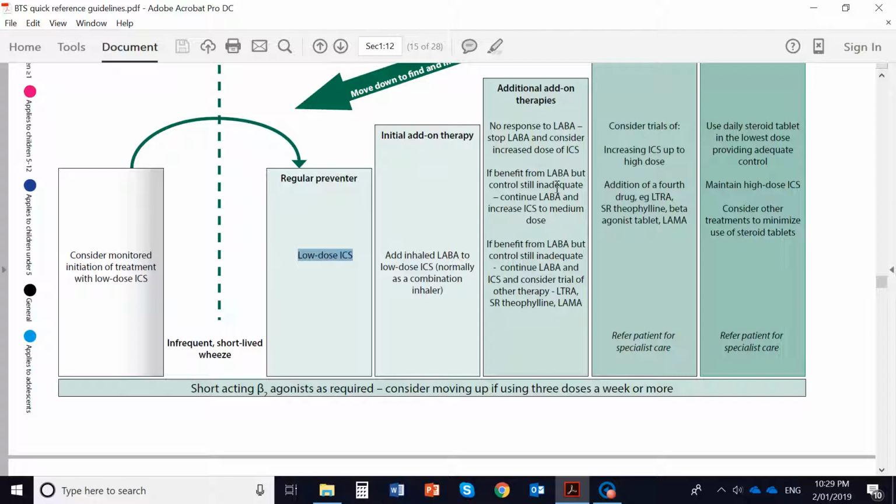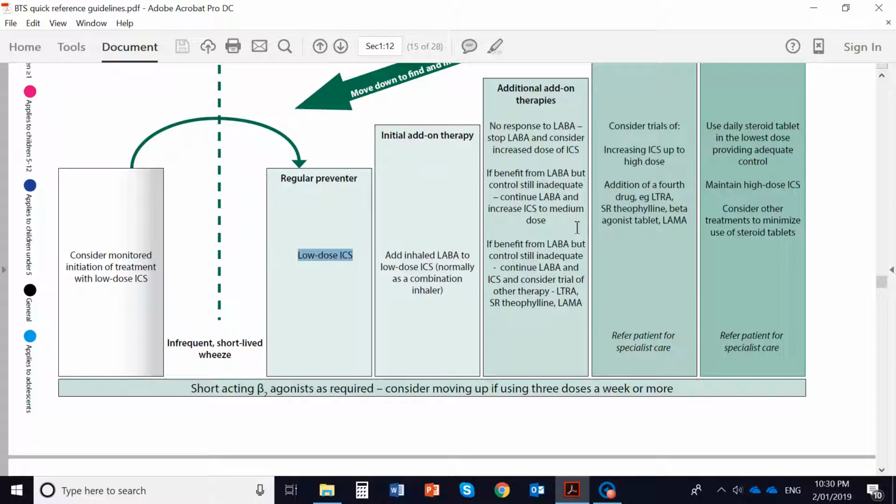So if there is no response whatsoever, you stop LABA and you increase the dose of inhaled corticosteroid. But if you see there is some benefit from LABA, but it's still inadequate, you will continue LABA and increase ICS to medium dose. Now, the second one is the stronger treatment, right? So think about it. Second one is a stronger treatment, but what is happening in the first one is that the asthma is not responding to LABA at all, so there is no point in using it.